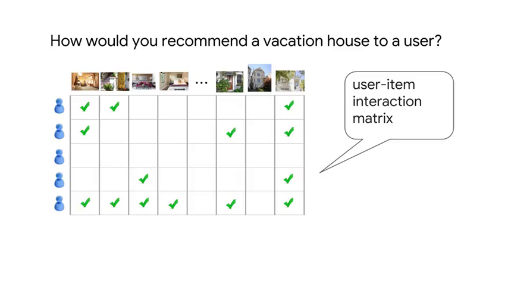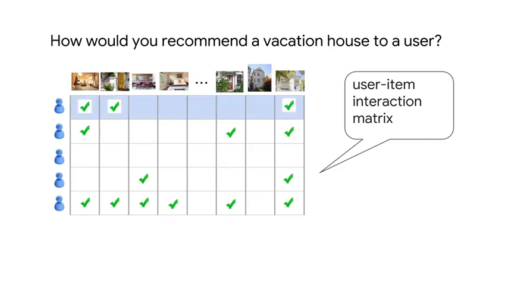To get started, let's consider a thought exercise. Suppose you want to build an application to suggest homes for people who want to rent a vacation home. You have a database of users and properties, and information about users' past rentals, various property details, and the users' respective ratings. We can represent this information in a matrix like the one here, called a user item interaction matrix.